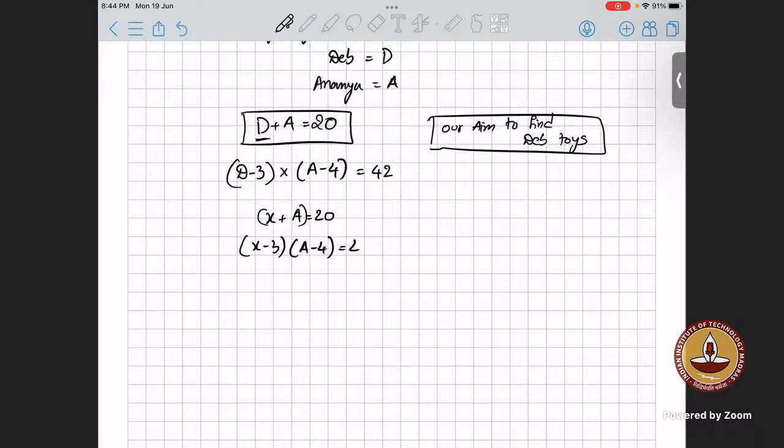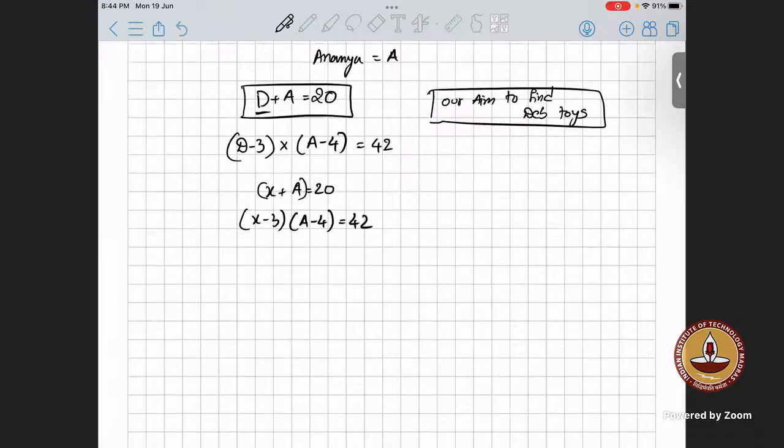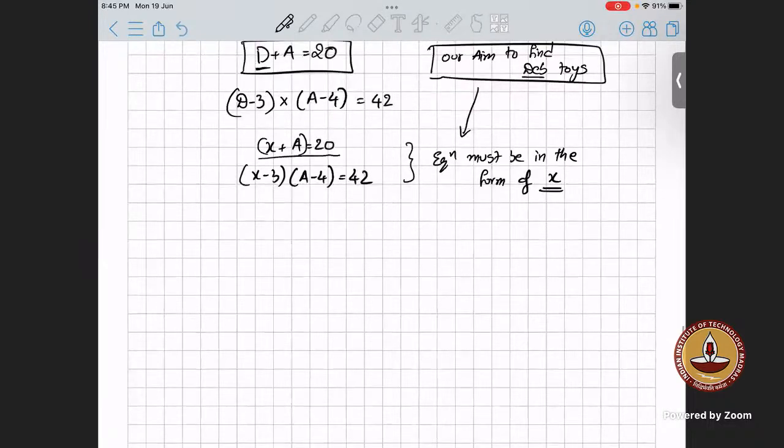Listen to this very carefully. We need to find the quadratic, we need to find Deb's toys. Means the equation must be in the form of X. So look, use this equation X plus A equal to 20.